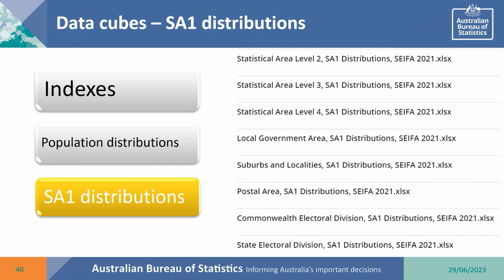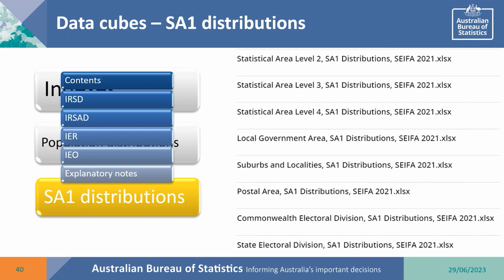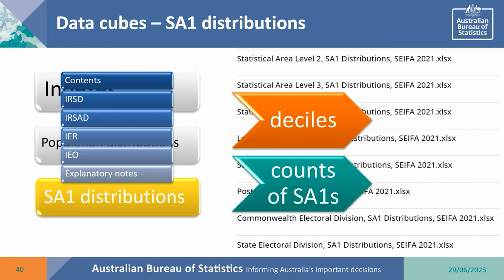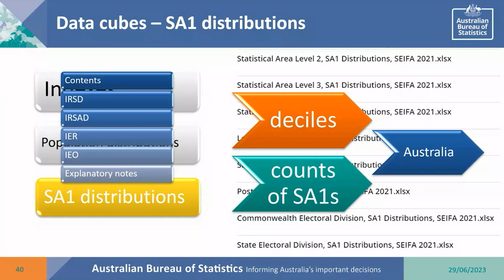And lastly, the SA1 distribution data cubes for these 8 geographies. Again, they all have our contents and our explanatory notes and a separate sheet for each of the indexes. And that sheet includes the deciles and counts of SA1s for Australia. These data cubes can be used to understand the diverse range of the SA1 SEIFA scores within larger areas. If an area has a diverse range, then the SA1s will be spread widely across the 10 deciles. An area with a low level of diversity will have most of the SA1s falling within a small range of deciles.